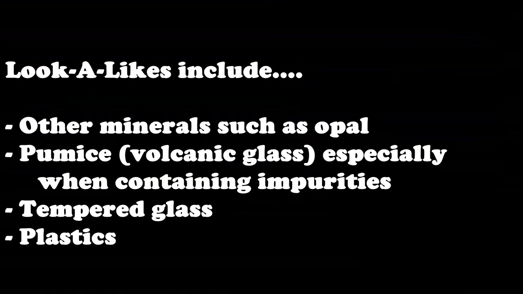Now let's take a few minutes to talk about some of those little nuisances that we run into. Look-alike particles. These little pests can come in the form of other minerals, pumice, which is a volcanic glass, usually rich in contaminants, glass that has been specially coated or heat treated, or plastics that have been heated or physically stretched, which elongates the plastic molecules.